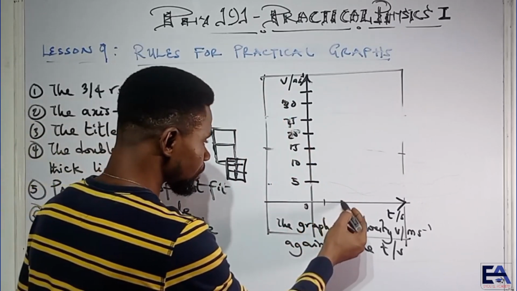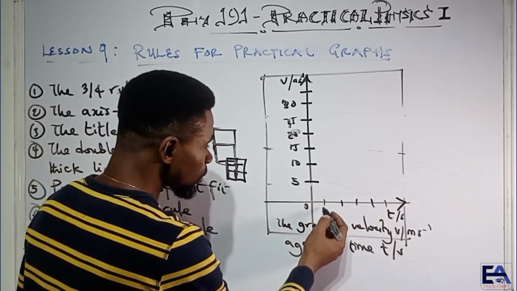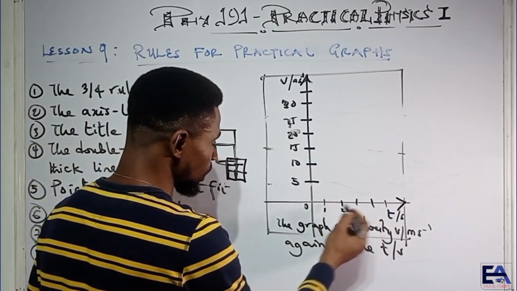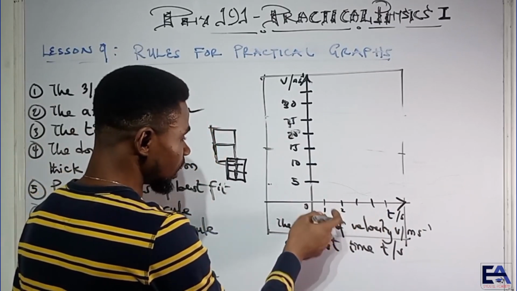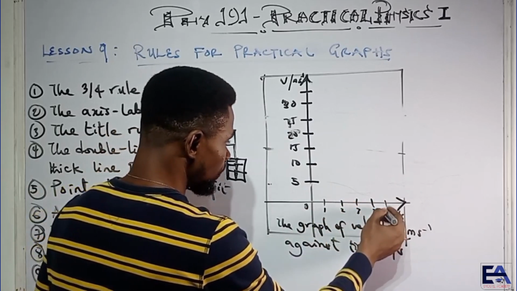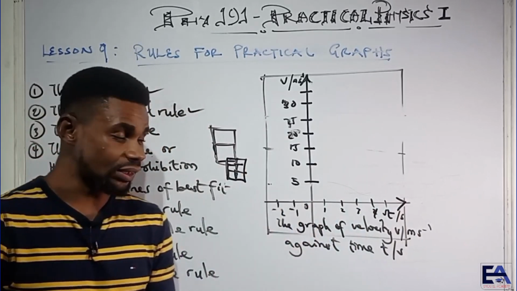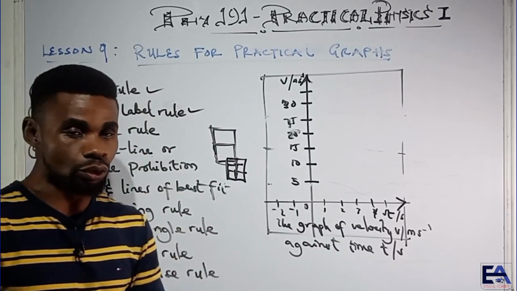Then you can choose, on this one, let every 2 centimeters represent 1 second. So if every 2 centimeters represent 1 second, it means it will increment by 1. So this is 1, this is 2, 3, 4, 5, and so on and so forth. Then this will be -1, -2, and so forth. You understand that now? So the scale is good.